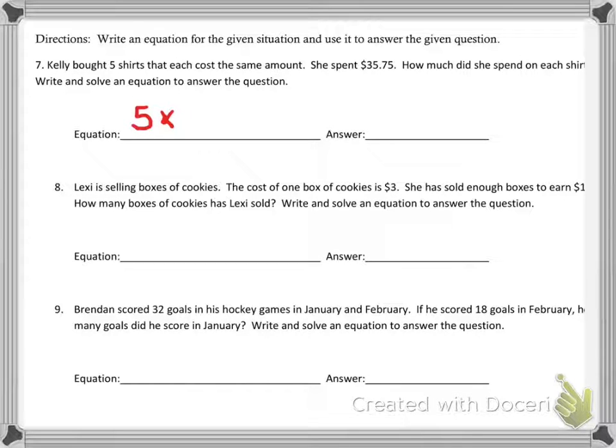And it cost her $35.75. So there's the equation. And then in order to answer it, I just use algebra. Divide each side by 5. And I will get x equals 35.75 divided by 5. That's $7.15. That's number 7.